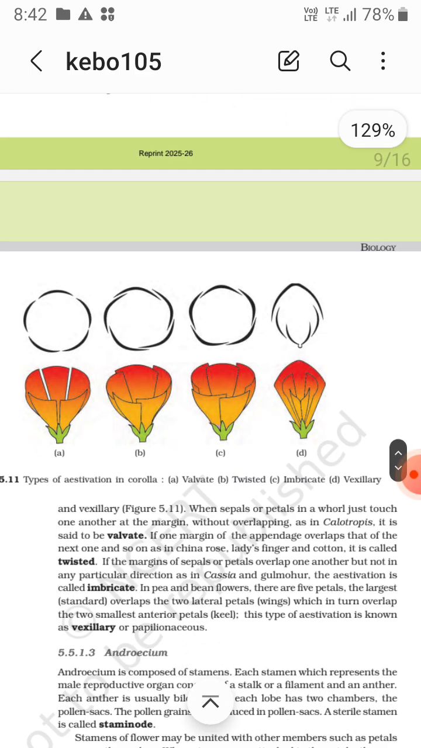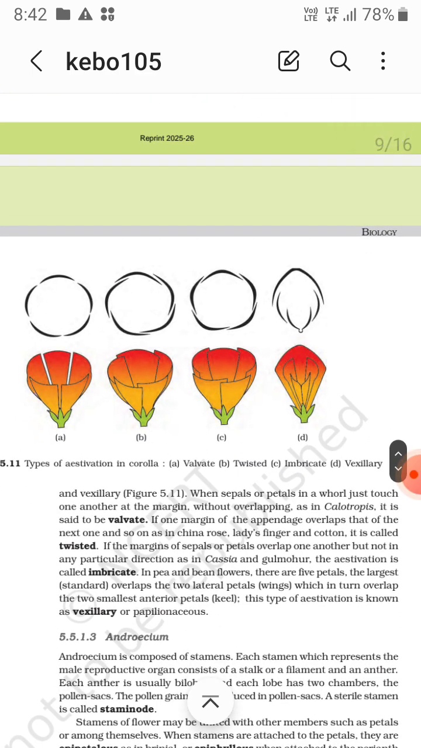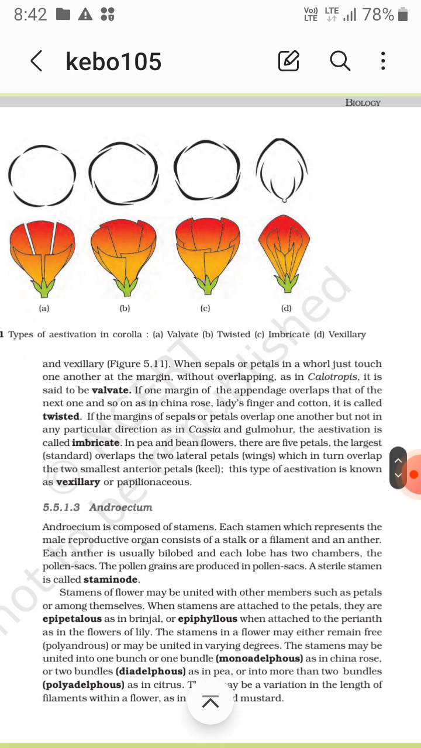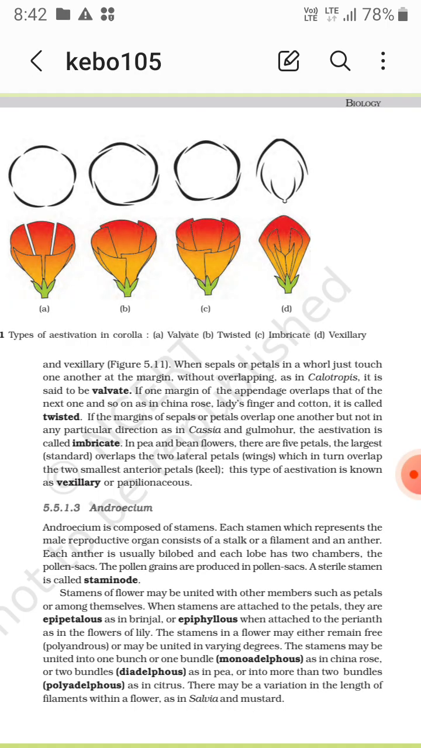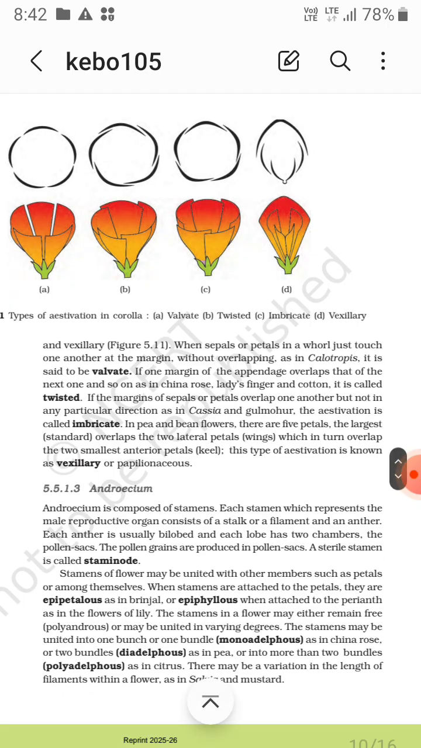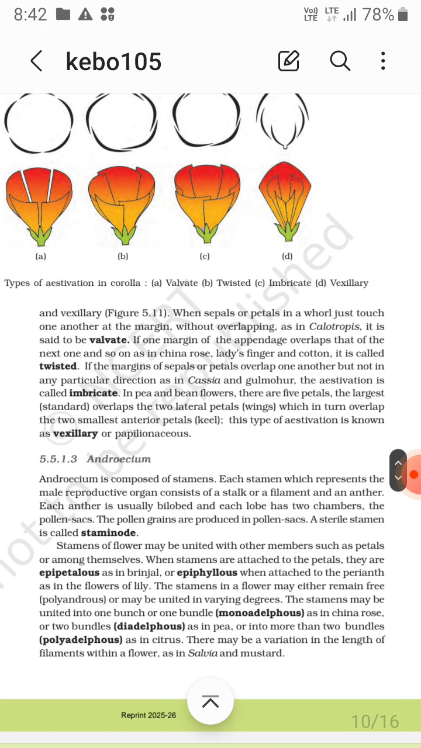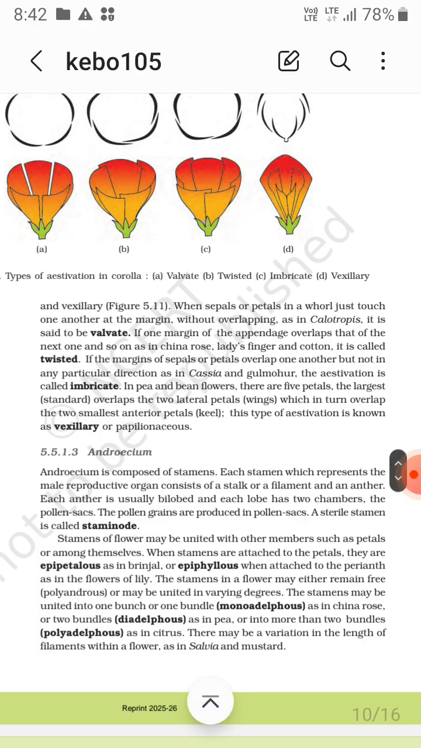Now when the sepals or petals in a whorl just touch one another at the margin without overlapping, in case of calotropis it is valvate, right? If one margin of the appendages overlaps that of the next one, and so on, as in china rose, lady's finger, and cotton, it is twisted, right? If the margin of the sepals or petals overlap one another but not in any particular direction, as in cassia and gulmohar, the type of estivation is imbricate.